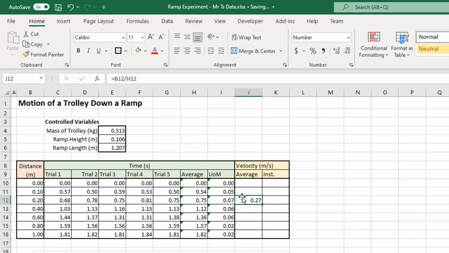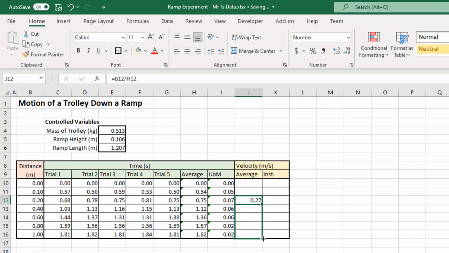So let's think about what that velocity is. That velocity there, 0.27, is the average velocity for the trolley as it rolled from 0 to 20 centimeters. So that means sometimes it was going slower than 0.27 meters per second, and sometimes it was going faster, but on average, that was its velocity.